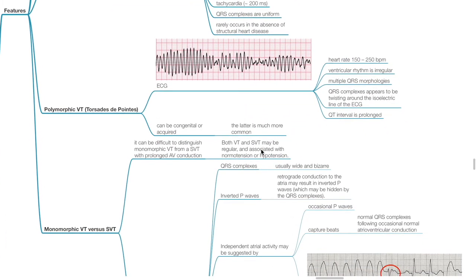Polymorphic VT, also known as Torsades de pointes. ECG shows a heart rate of 150 to 250 beats per minute. Ventricular rhythm is irregular. There are multiple QRS morphologies. QRS complexes appear to be twisting around the isoelectric line of the ECG, and QT interval is prolonged. Polymorphic VT may be congenital or acquired. The latter is much more common.